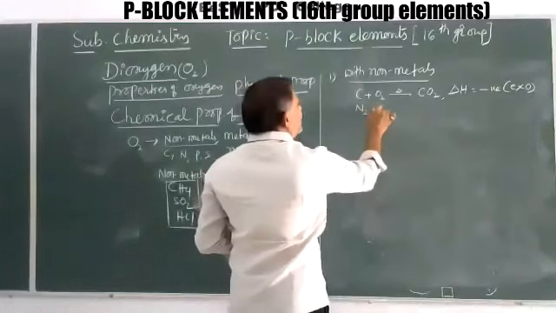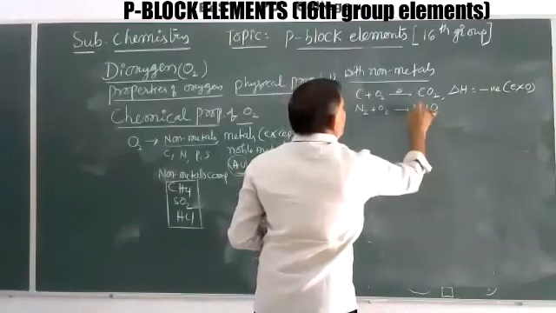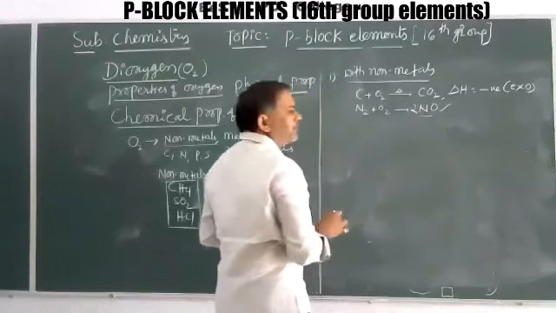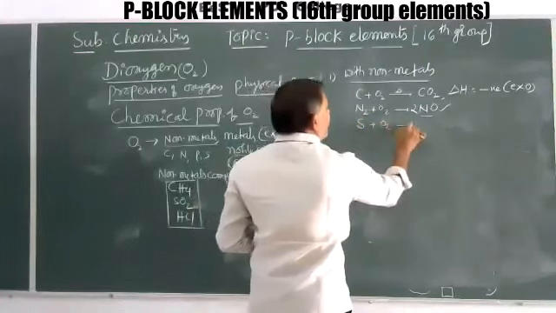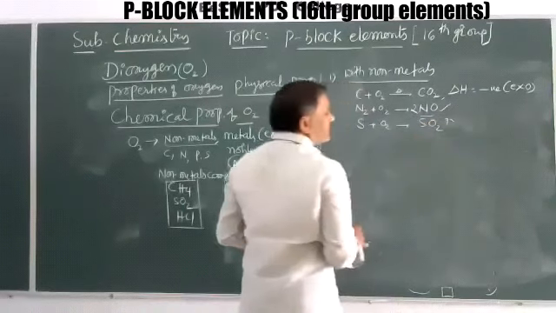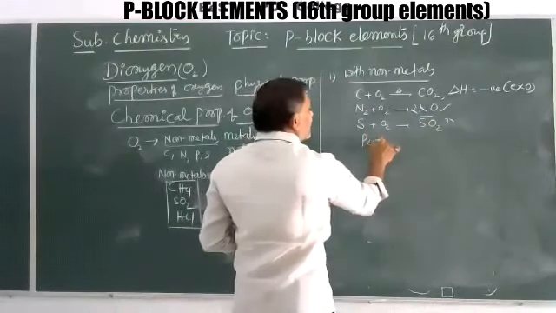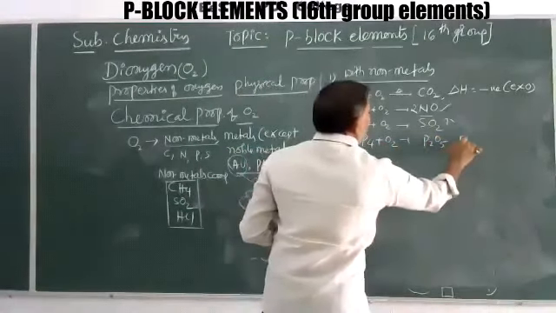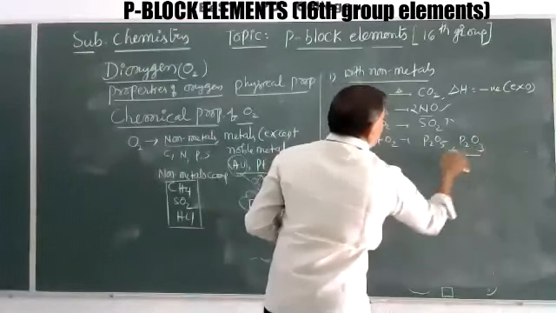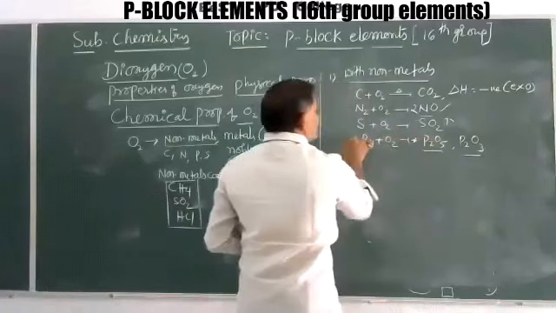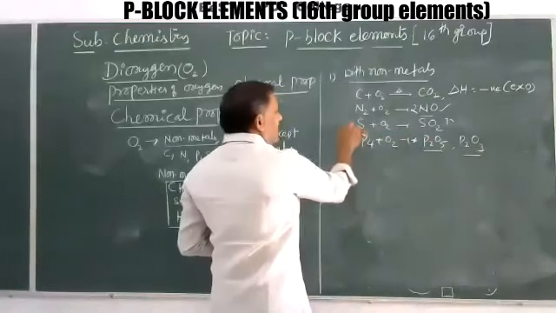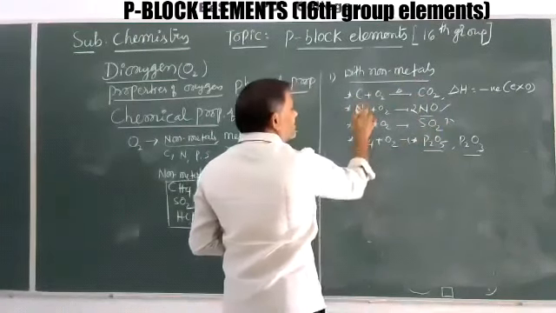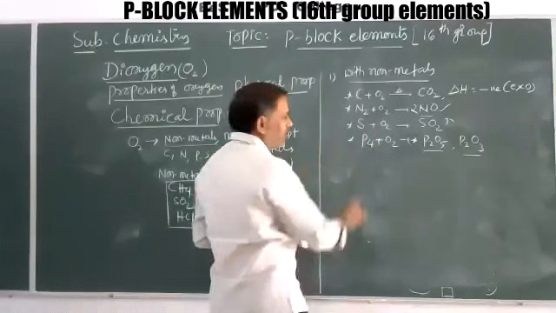Nitrogen combines with oxygen and gives nitric oxide or nitrogen dioxide, a variety of oxides of nitrogen. Sulphur combines with oxygen and gives sulphur dioxide gas. Phosphorus combines with oxygen and gives P2O3 or P2O5, depending upon the number of oxygen and phosphorus atoms in the combination. So non-metallic oxides like these are formed from non-metals like carbon, nitrogen, sulphur and phosphorus.